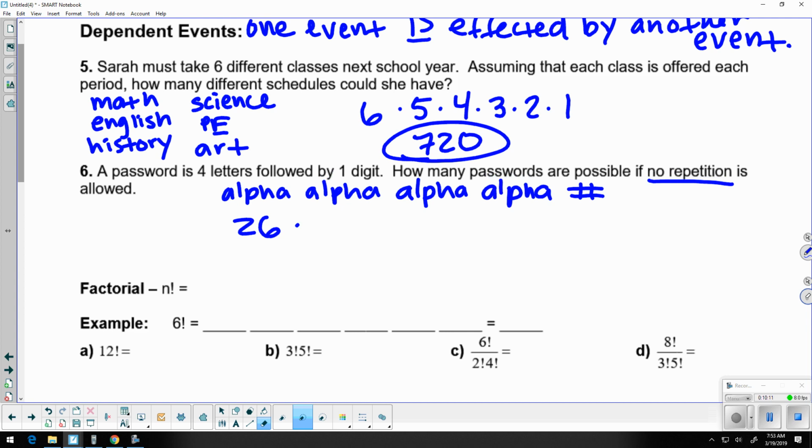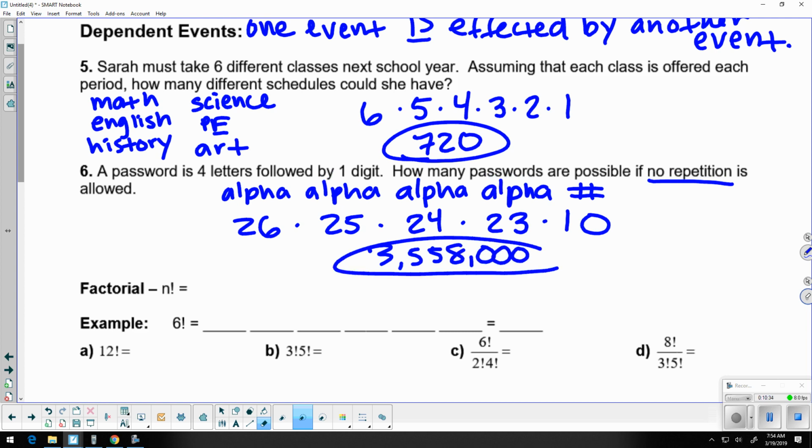Well, then the next one can't be an M because I can't repeat my letters. So now I'm down to 25 choices, and then I'm down to 24 choices, and then 23. But as far as the numbers go, I have all 10 choices for the digit. So this is what you'd be multiplying. When you multiply that all out, you should get 3,558,000 different passwords.